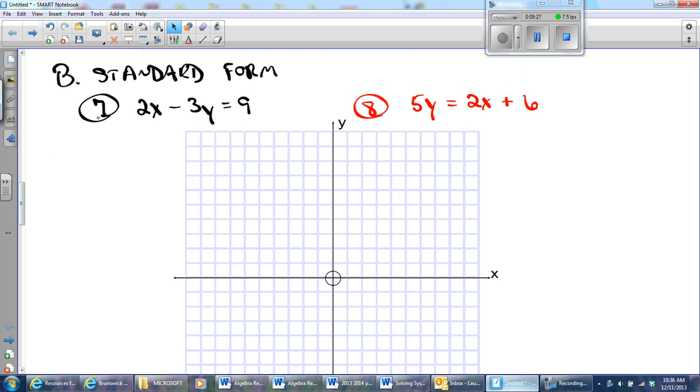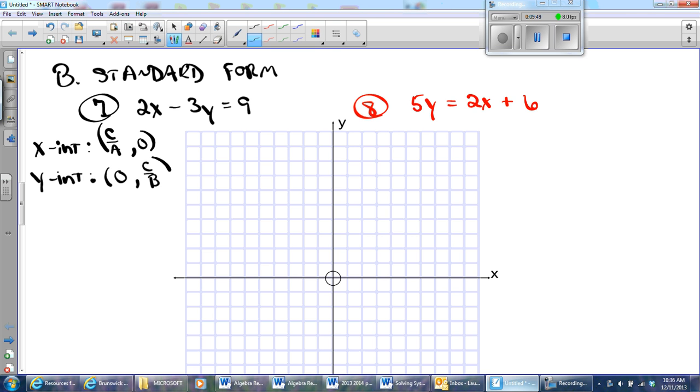Okay, standard form. Remember, in standard form, ax plus by equals c. And then I know some shortcuts. I know that the x-intercept is found by doing c over a, right? The y-intercept is found by doing c over b. And the slope is the negative of a over b. And remember, a must be positive to be in standard form.